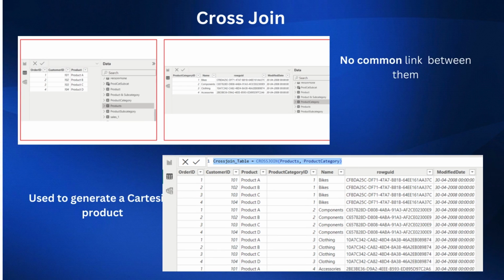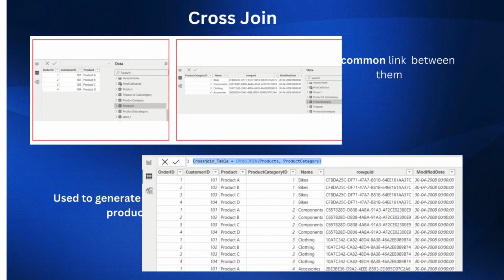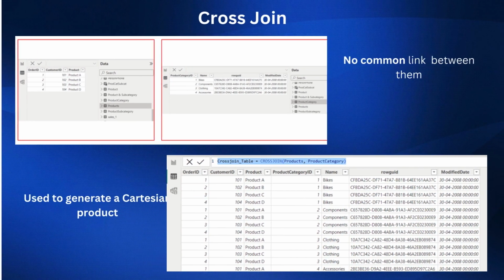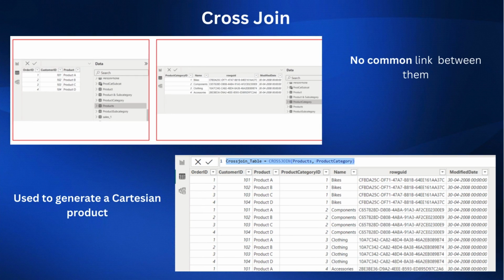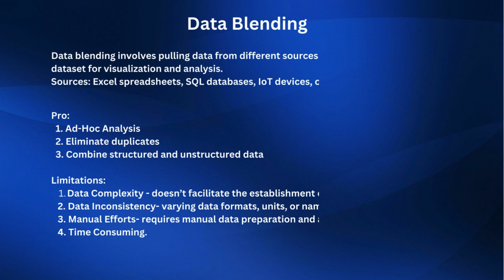Cross join. In case there is no common column between the two tables, the cross join function combines each row from the first table with every row from the second table.